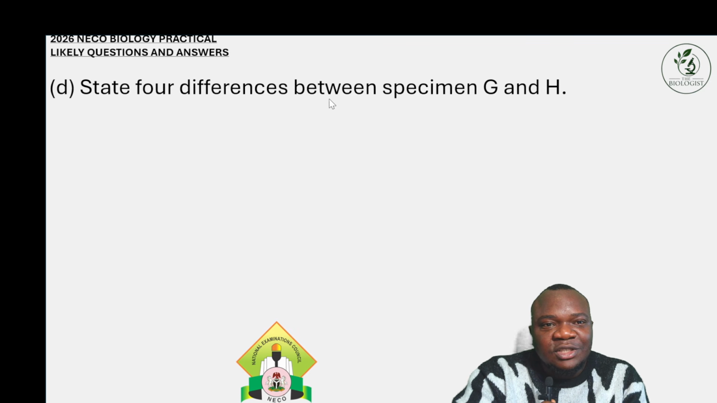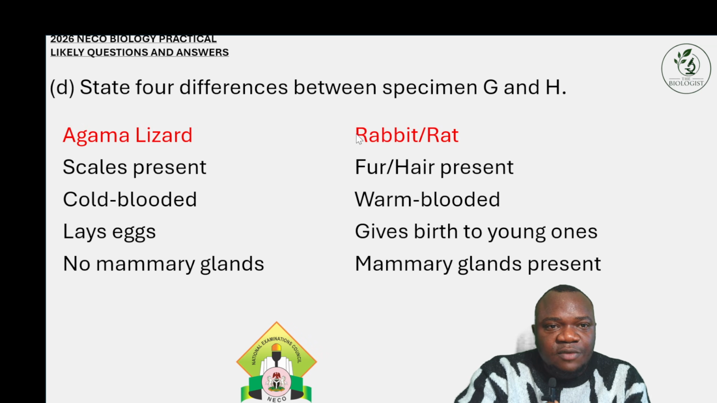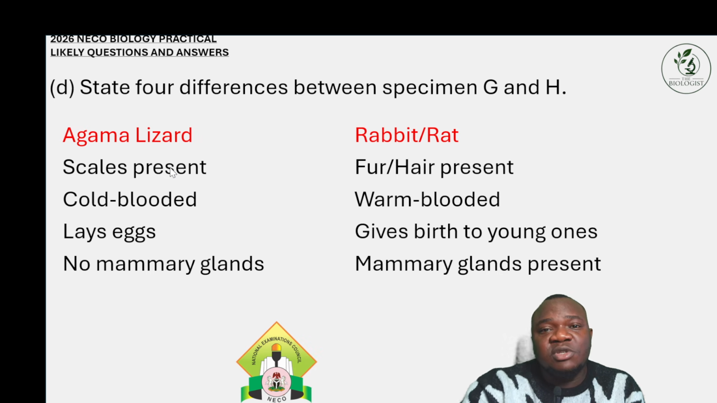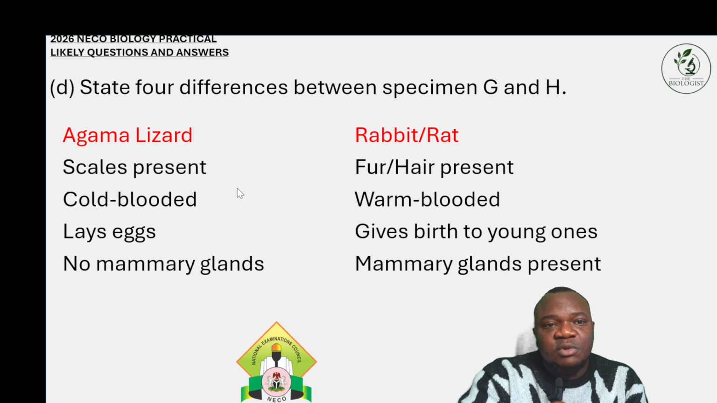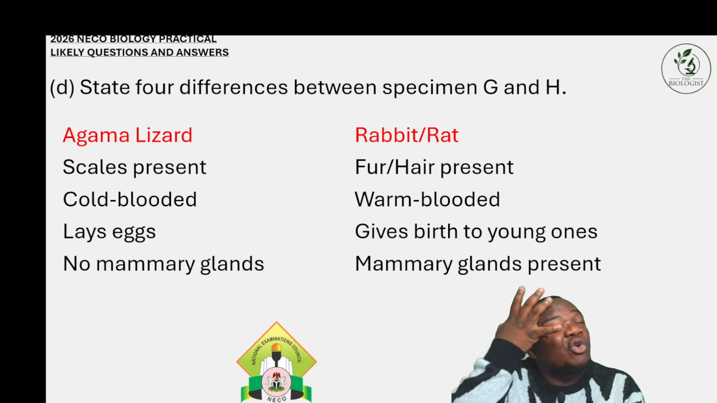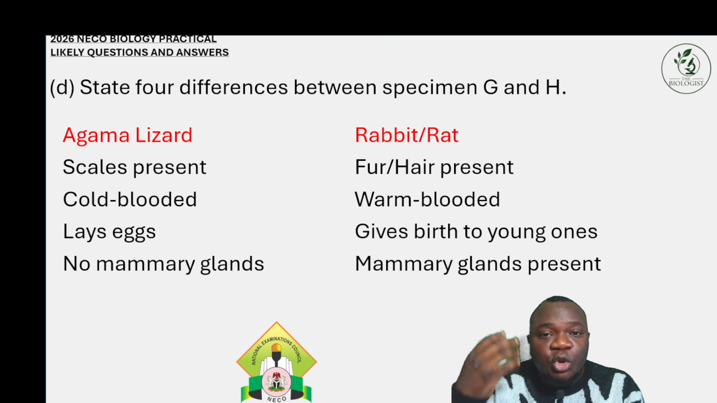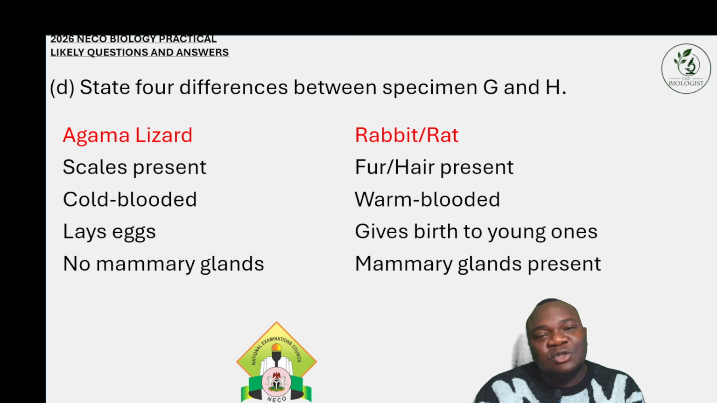Okay. Then state four differences between specimens G and H. Okay, Agama lizard and rabbits. Scales are present in the Agama lizard. They have a very dry skin. And for rabbits, fur is present. Agama lizards are cold-blooded, and rabbits are warm-blooded. This is a term we use for this: what we call homeothermic, and what we call poikilothermic. These are terms used in biology to differentiate between warm-blooded and cold-blooded animals.